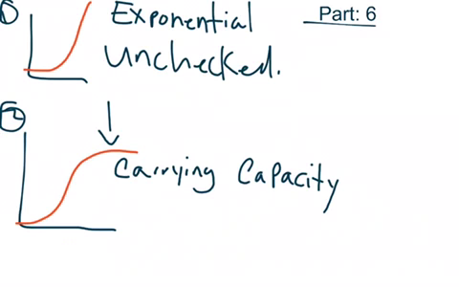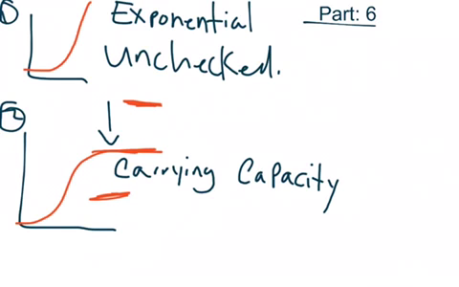So it could be anything. It could be the amount of resources in the area, could be the space in the area, could be increased competition, could be the predators. Any of those things would determine where this carrying capacity would be, okay? If there's an abundance of resources, then the carrying capacity may be higher. If there's a very, very low amount of resources, then the carrying capacity would be much lower, okay?